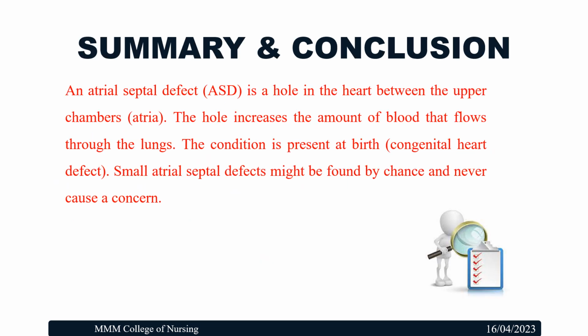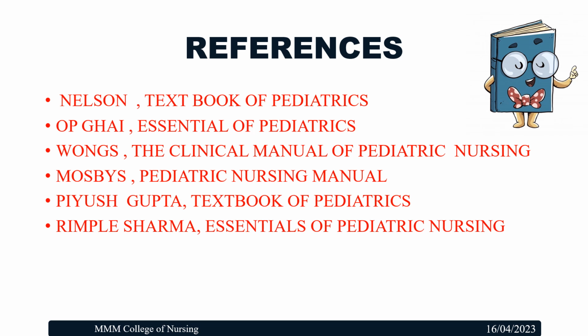So, on the whole, an ASD is a hole in the heart between the upper chambers, that is, in the atria. The hole increases the amount of blood that flows through the lungs. The condition is present at birth. Small atrial defects can resolve on their own, but the larger ones we have to address and do surgical management. The references are from books.